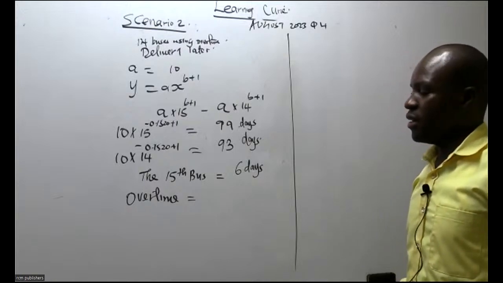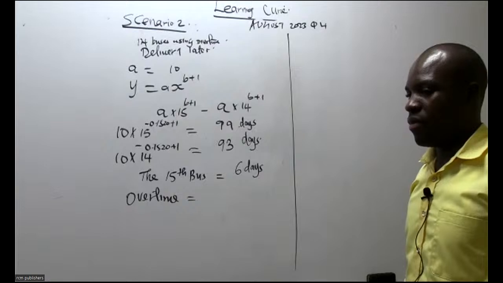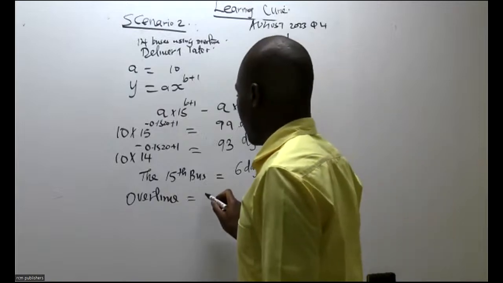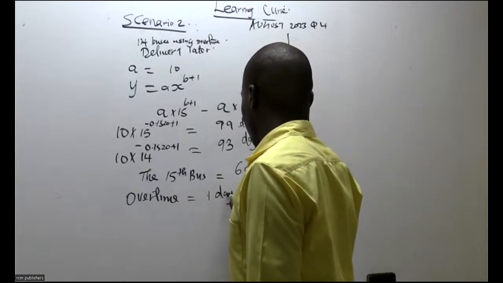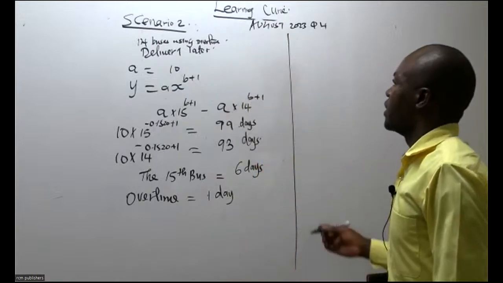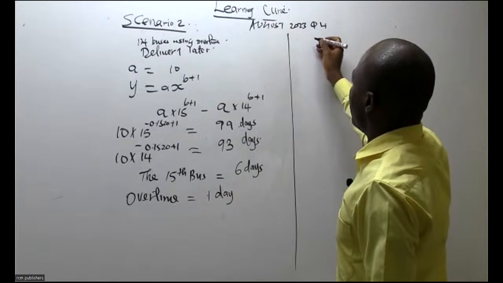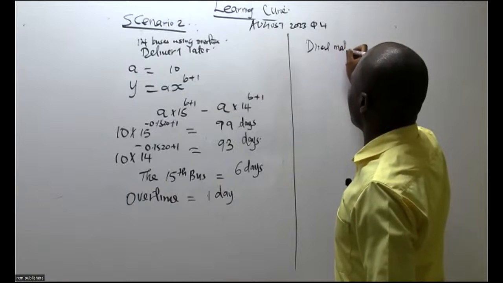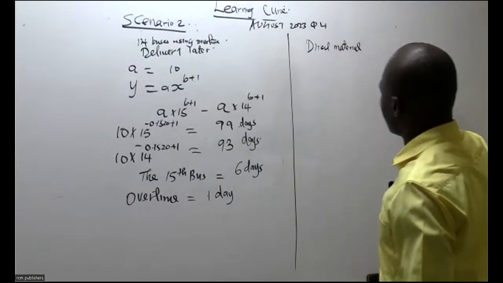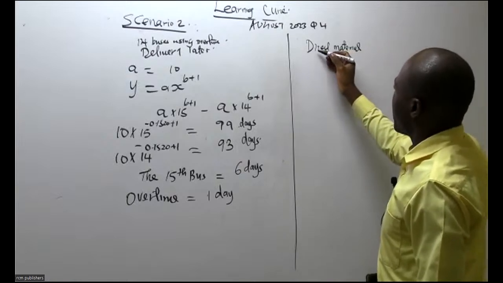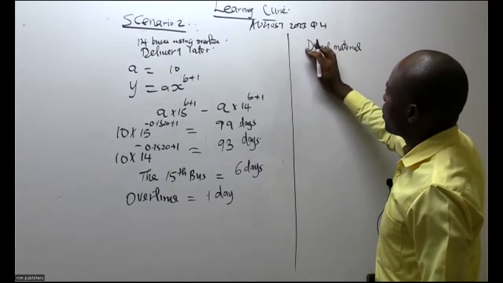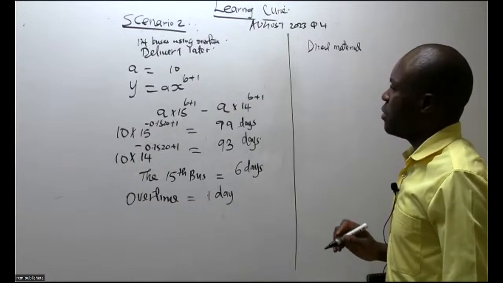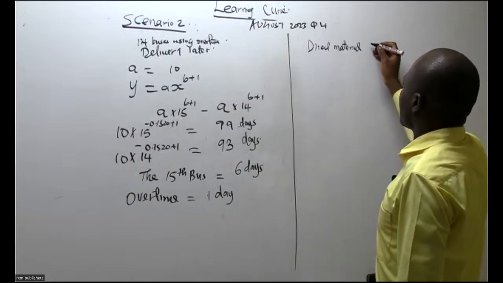How many days are there under overtime? Overtime will be 1 day. So let's come here and indicate for scenario number 2, we need to have our direct material, which we know will not change. So direct material which we require here. Remember, we are still going to produce the 15 buses. Direct material which you are going to purchase will still be the same.